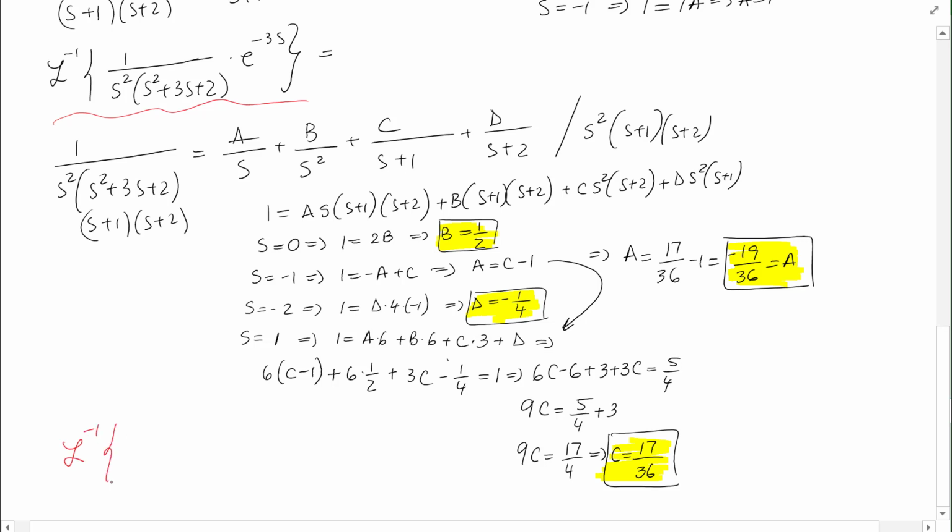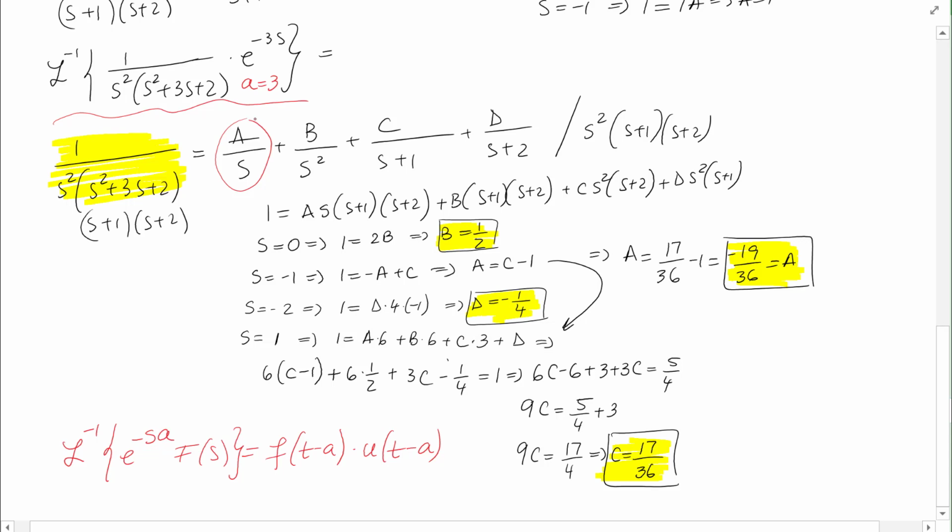The inverse Laplace transform of e to negative sa times F of s is equal to f of t minus a times u of t minus a. So in our case, F of s was calculated here. This would be our F of s. And then we have e to negative sa, so basically a equals 3. So then our functions are going to be each of these individually calculated.